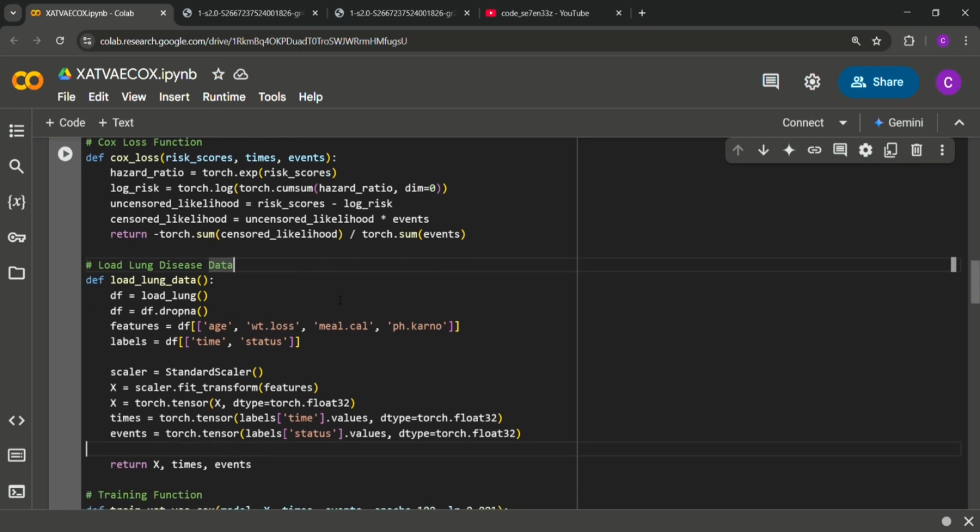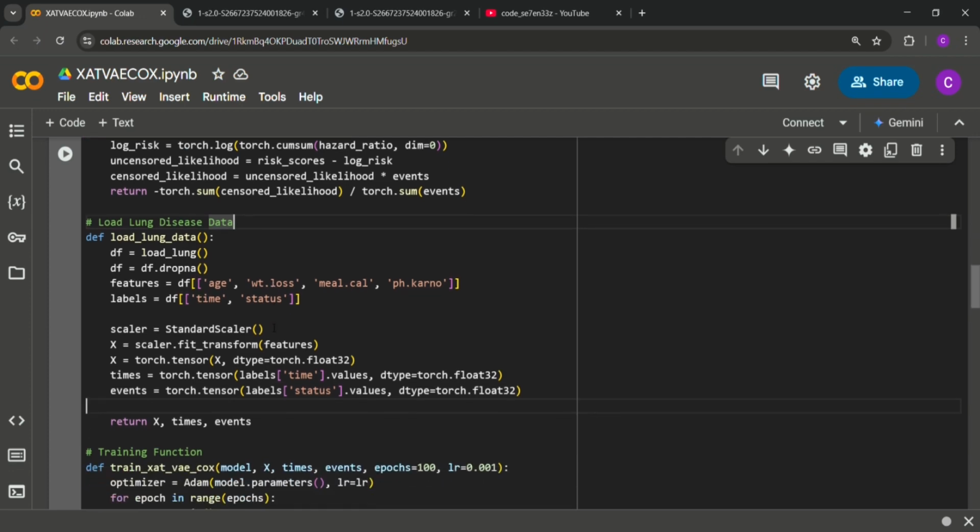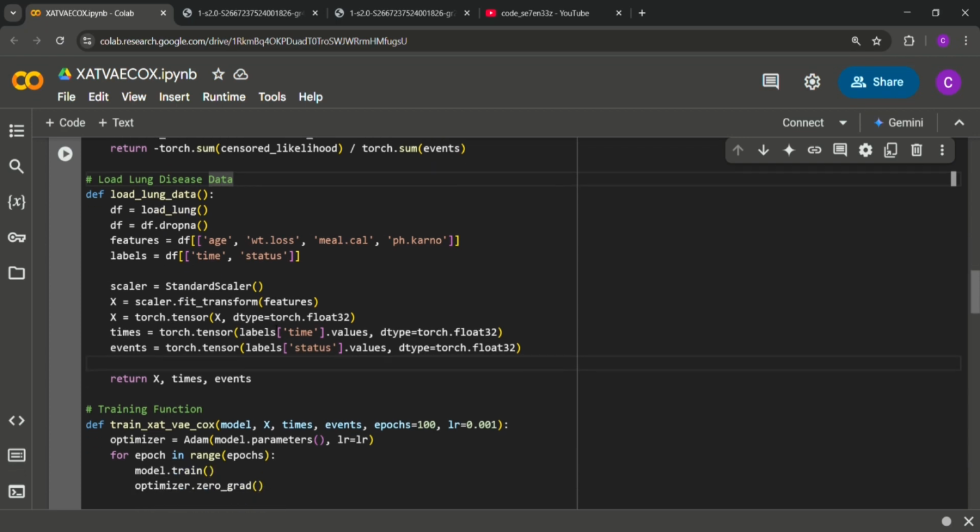Loading the disease data. Loading the dataset retrieves the lung disease dataset from lifelines datasets. Dropping missing data ensures that the dataset has no missing values. Feature selection: age, weight loss, meal calories, health status level, and survival data: time and status. Standardizing features normalizes the data to ensure a consistent scale. Converting to tensors prepares the data for the PyTorch model. The function loads, processes and prepares the dataset for training.